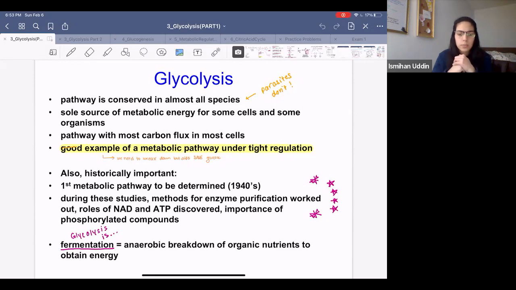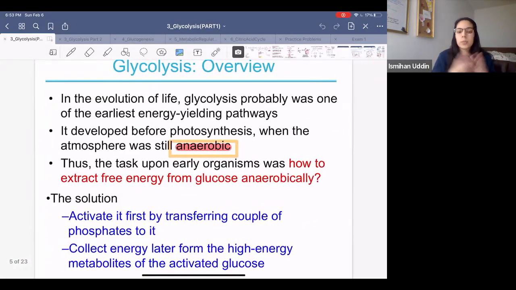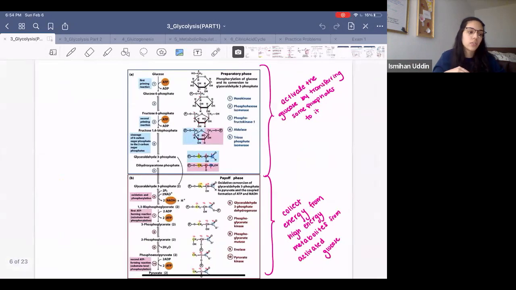I don't really have to know this, I don't think, but it's the first metabolic pathway to be determined. Glycolysis is fermentation, so the anaerobic breakdown of organic nutrients. Glycolysis is anaerobic, so it was made before photosynthesis because it had to be, because photosynthesis is not anaerobic. So the main idea was, how can we extract energy from glucose without the use of air? So it happened in 2 steps. First was to activate it by transferring a couple phosphates to it, and then collecting later energy from the activated glucose. And that's shown here.